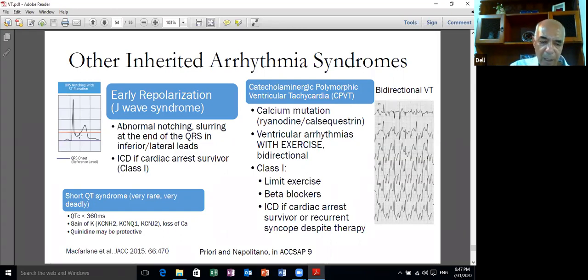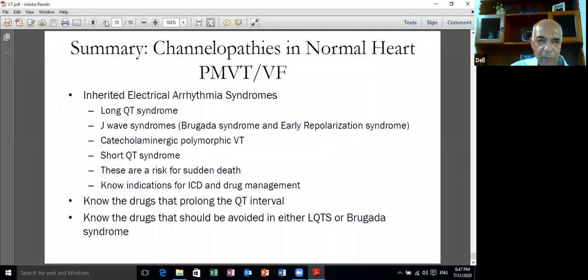So, as I said, once we have ventricular tachycardia, we think about the three groups of etiologies: whether the patient is having a structurally normal heart or a structurally abnormal heart, and if it is a normal heart, is it a benign condition or a channelopathy, which is a malignant condition. And we discussed the channelopathies, including the long QT interval, the J-wave syndromes, including the Brugada and the early repolarization, the CPVT, and short QT interval.